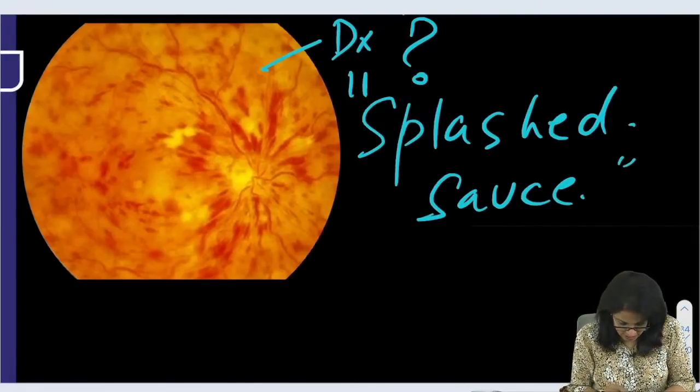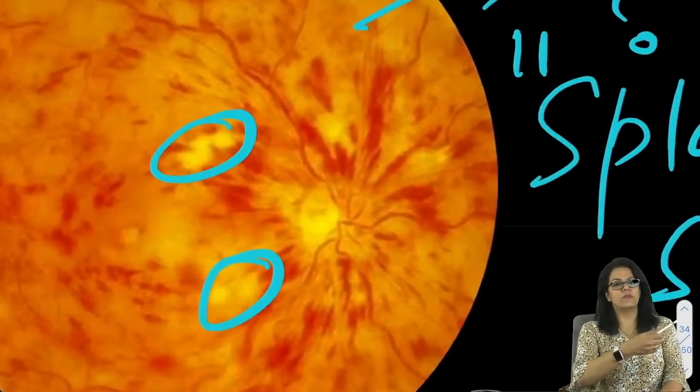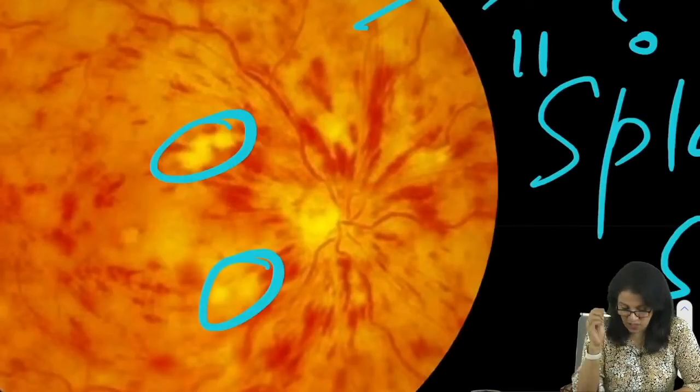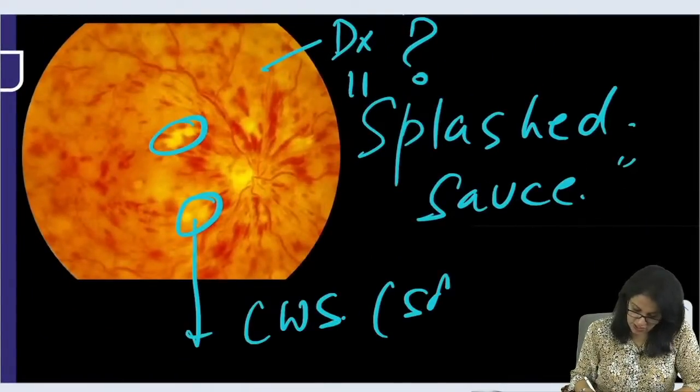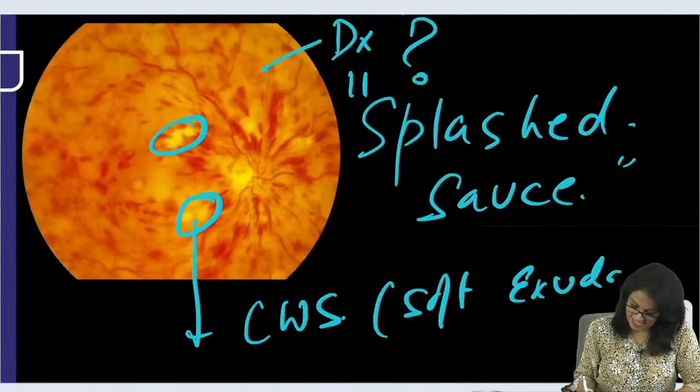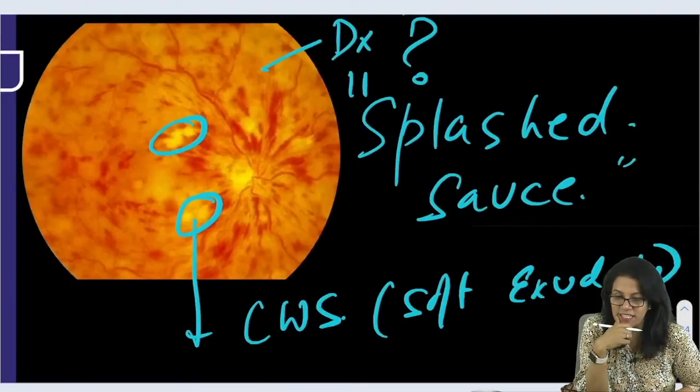And what do you see? What are these white ones? They can ask you like this. One or two years back, they had given you hard exudates, isn't it? What are you now looking at? These are soft exudates. Remember, these are cotton wool spots, the soft exudates. Okay, let's read the next one.